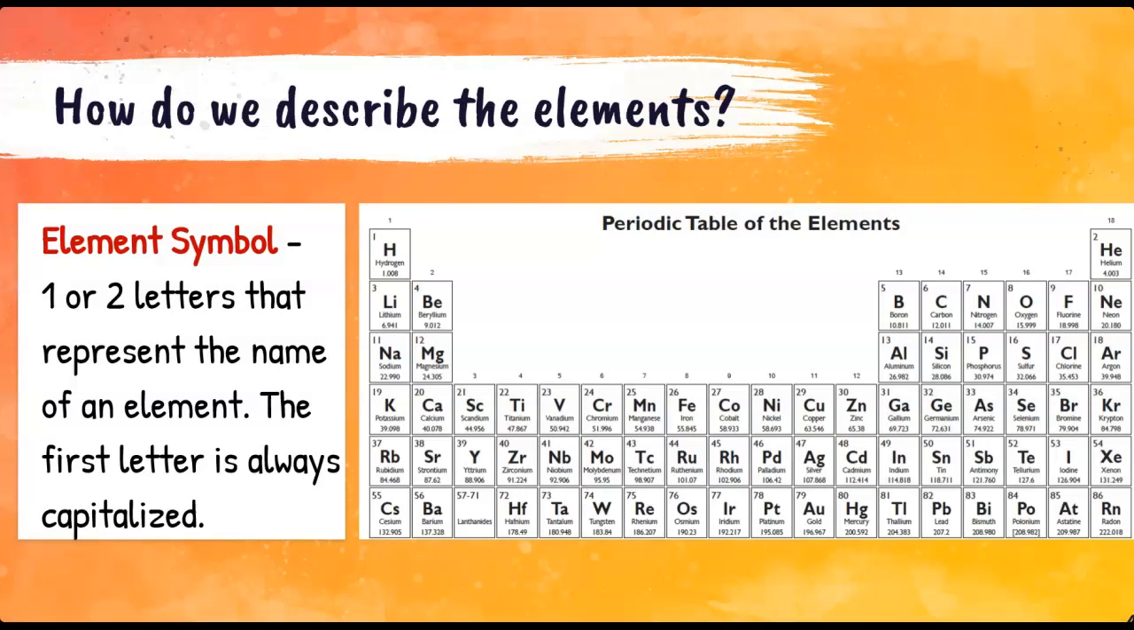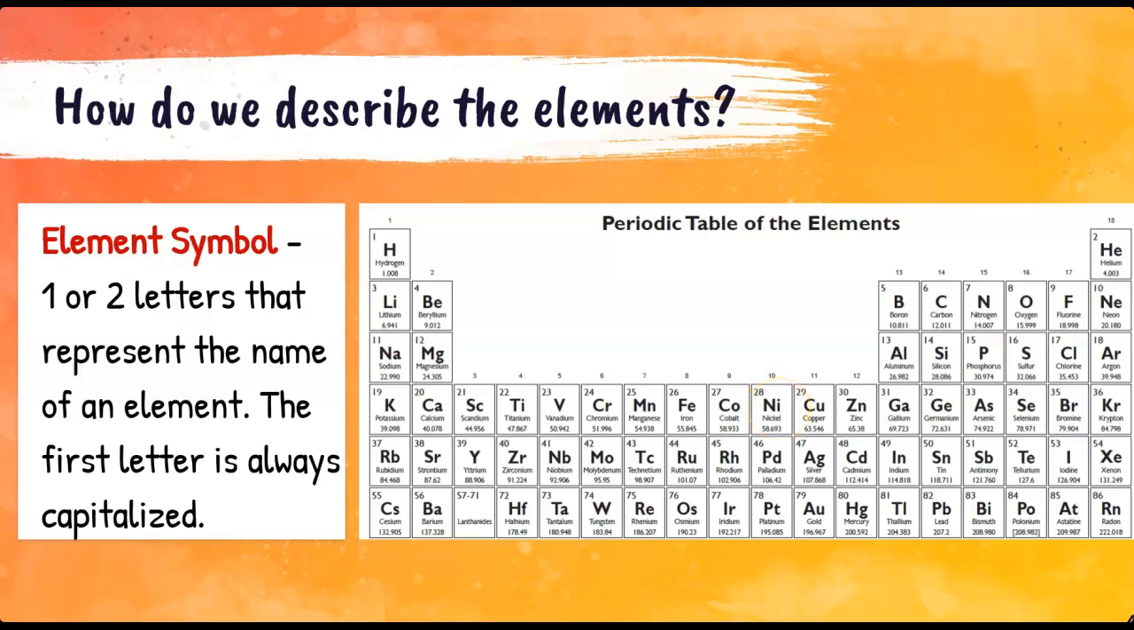So your first definition is, what is an element symbol? We talked about this last week, but we really want to define it so that we're using them correctly. An element symbol is one or two letters that represent the name of an element. Some of these symbols look like the word they represent. For example, nickel, its symbol is Ni.